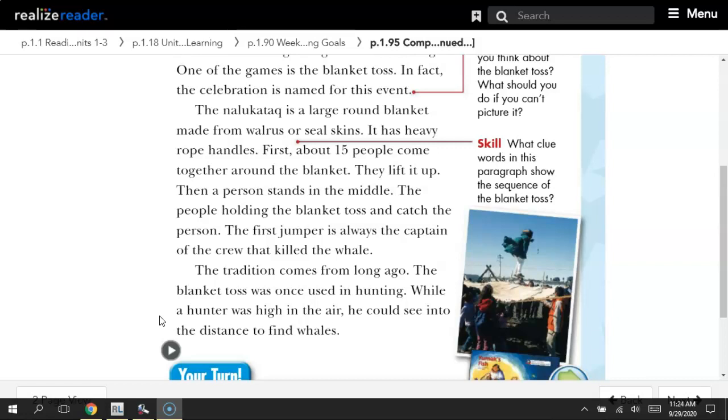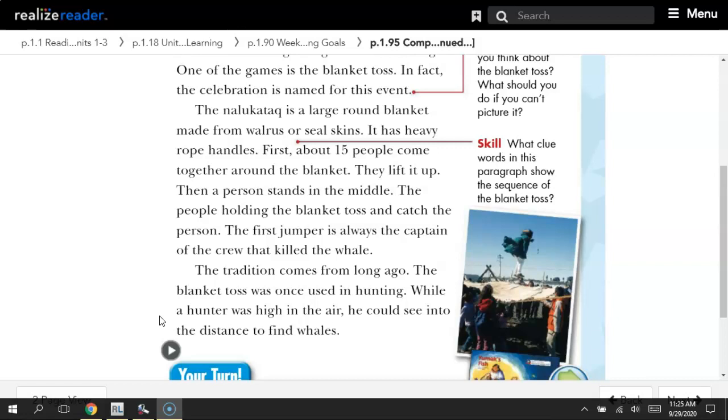Okay? But I really wanted you at that part to visualize people holding this big, heavy skin of walrus and seal skins. And they have rope handles. And they all have to lift it together. And someone's in the middle, and then they push it up with their hands, and they toss the person in the air. Did you imagine that in your mind? Did you use visualization? Great job, boys and girls.